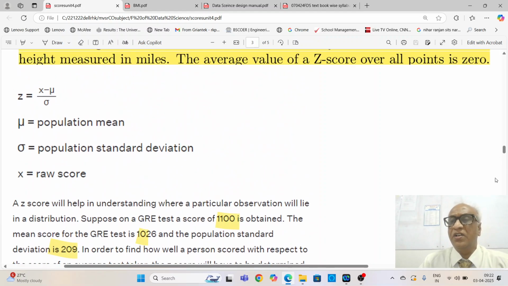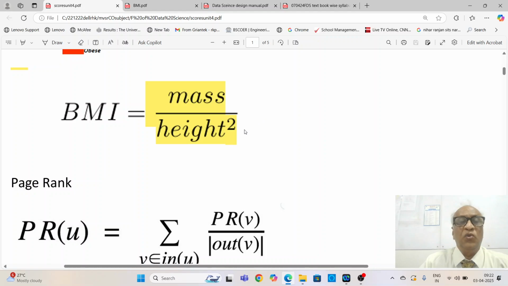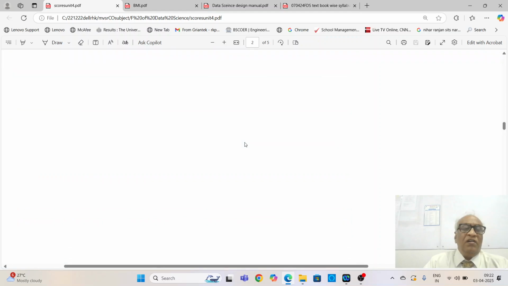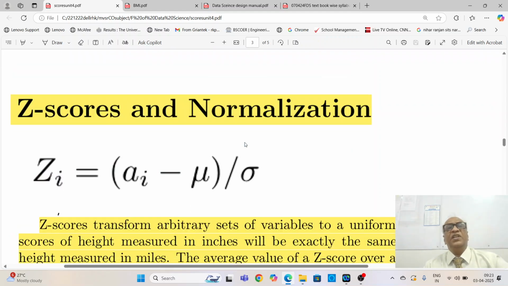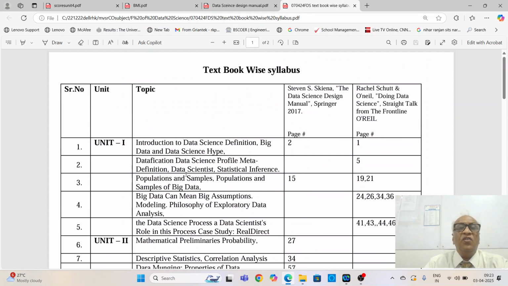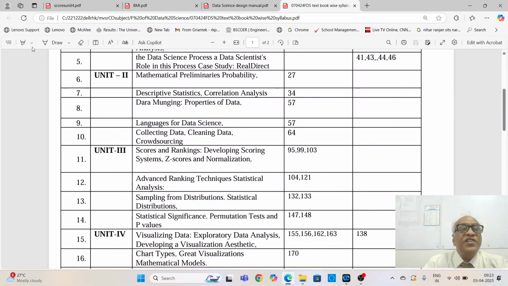Now we have discussed, first, the body mass index with the formula mass upon height square. Second, the page rank. Third, the z-score normalization. Why are we discussing this? We are discussing this because in unit 3 of our subject, fundamentals of data science, we are discussing scores and rankings, how to develop those scores, what is z-score, what is normalization, and further discussion.